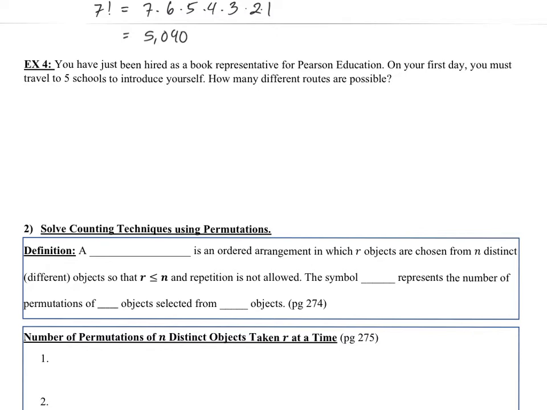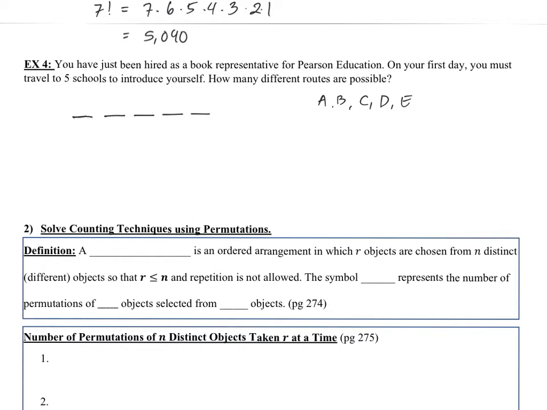Alright, so we have 5 different schools, so 1, 2, 3, 4, 5. Let's call them A, B, C, D, and E. These are the schools you need to visit. And you're going to visit them in different orders because you can only be at one school at a time.